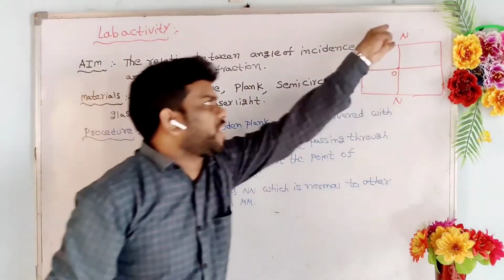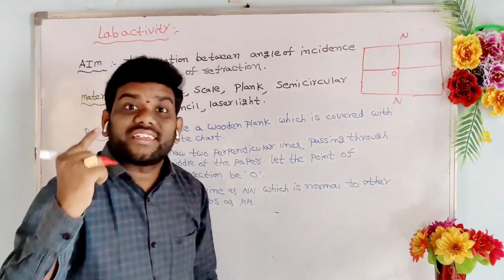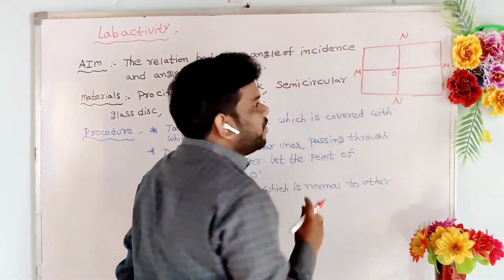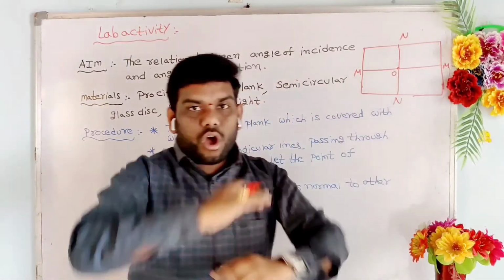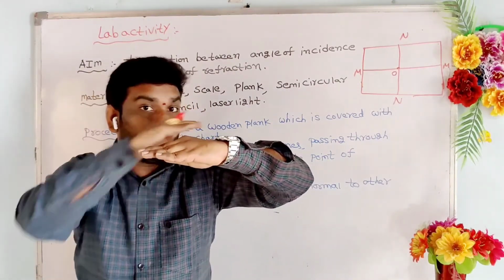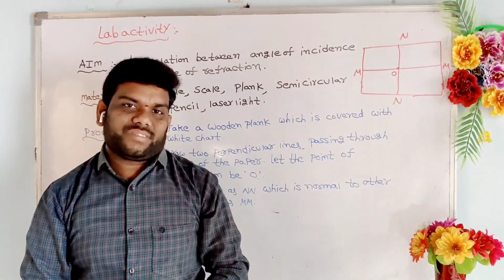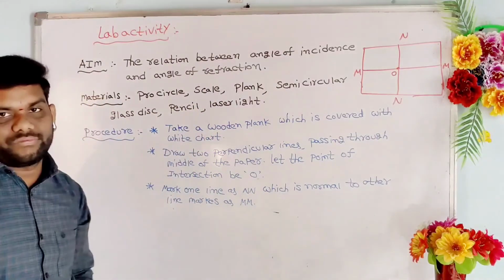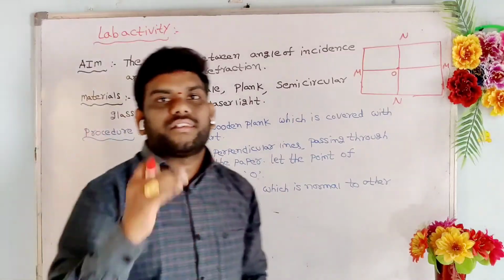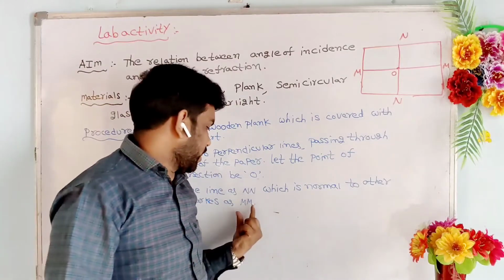which is normal. So here NN is normal to the other line marked as MM. MM is the horizontal line, the separating surface of 2 media. NN is normal, yes, that is what is given here. So one is called NN, another is called MM. NN is called normal to the surface of MM.